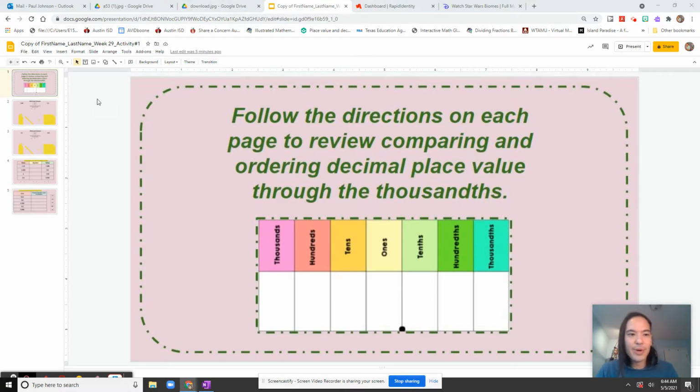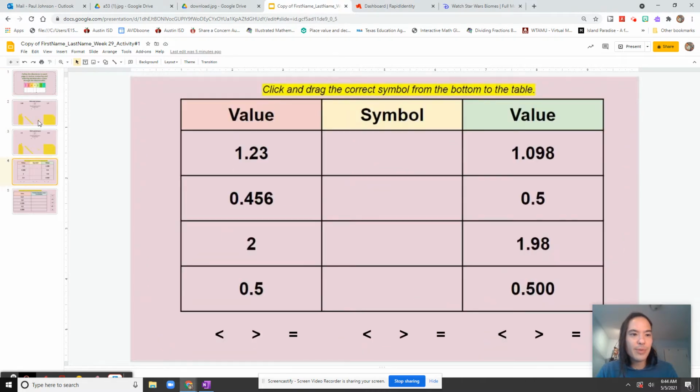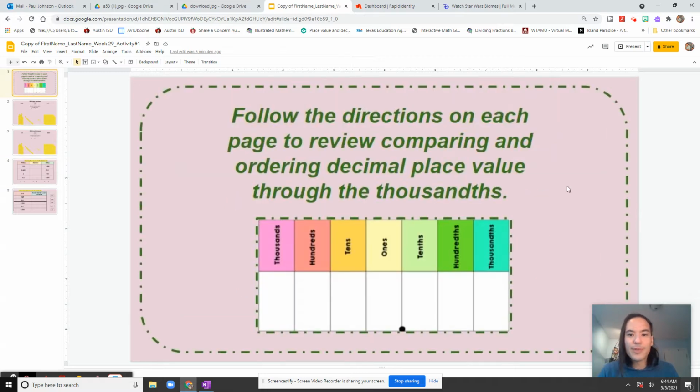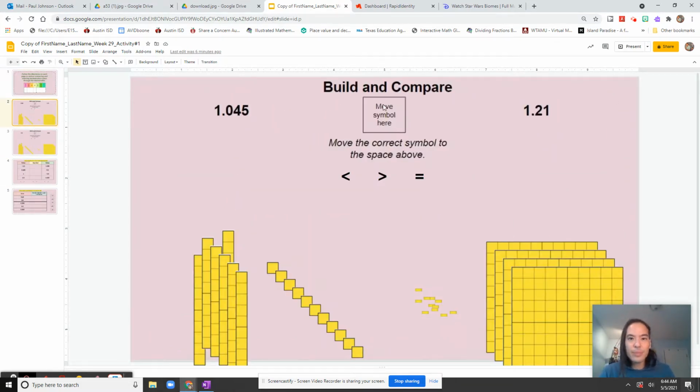So use this as your reference as you do all of this. If you forget what your place value is, if you forget how to read place value, go back to your place value chart. This will be handy through our whole activity here. All right, so we're going to build and compare. We're going to make some of these numbers out of these base 10 blocks.